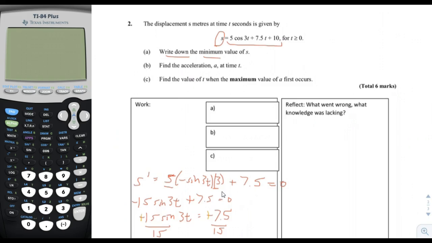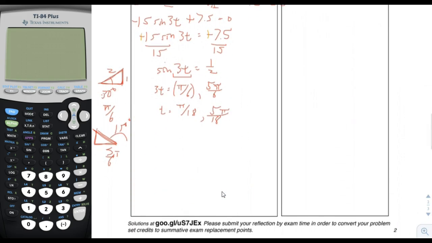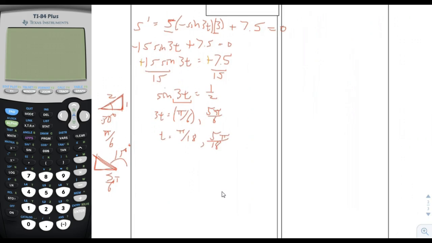Okay, so one of the ways we could see if it's a minimum is if we take the second derivative. The first derivative is right here, right? So let's take the second derivative of that. We're going to have negative 45 cosine of 3t, and then the 7.5 would go to 0. So the second derivative, or the acceleration, is equal to negative 45 cosine of 3t. Let's see what the value is in concavity at each of these 2 points.